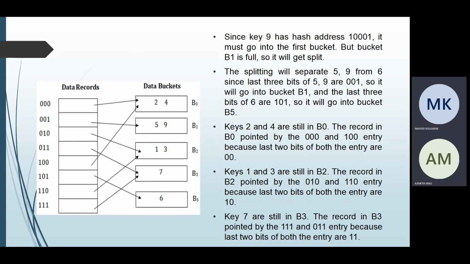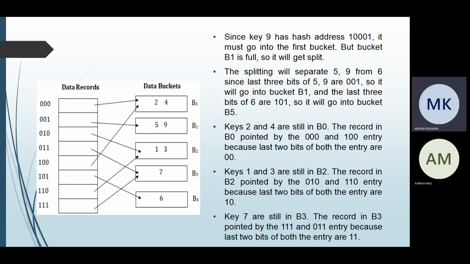Since key 9 has hash address 10001, it must go into the first bucket, but bucket B1 is already full, so it will get split. The splitting will separate 5 and 9 from 6, since the last bits of 5 and 9 are 001, so they will go into the bucket B1. The last three bits of 6 are 101, so it will go into the bucket B5.